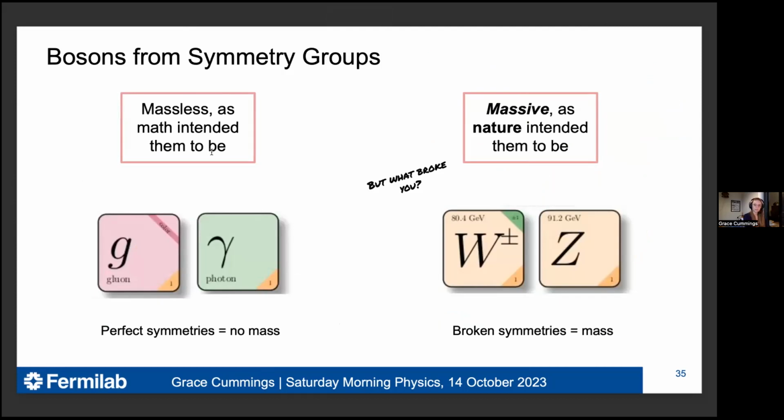We have two different types for the most part. We have massless bosons, as math intended them to be, because perfect symmetries, which we've seen happens, mean that these bosons have no mass. That's the gluon and the photon. And then we have massive bosons, of course, and this is as nature intended them to be. We know that they have mass because we can measure it. And then the question is, okay, so what broke these symmetries that allowed it to have mass? And that was ultimately the question that we had in the standard model.